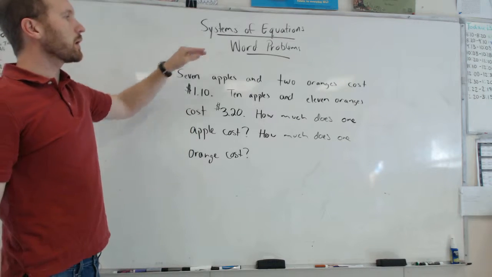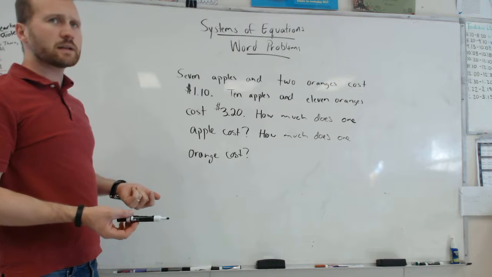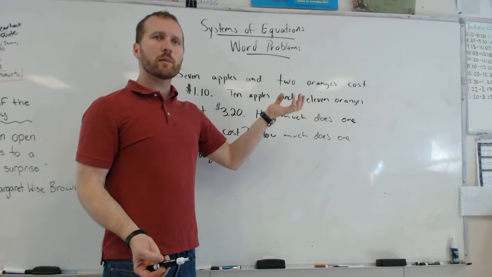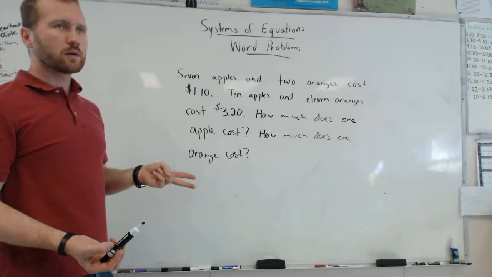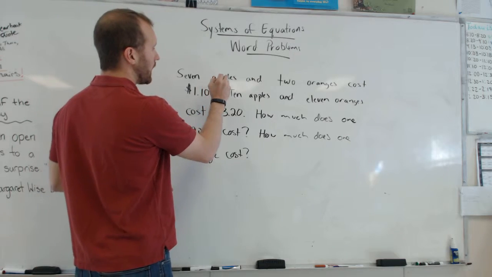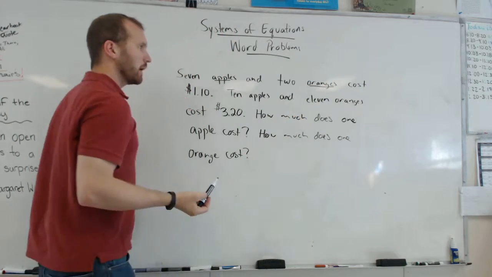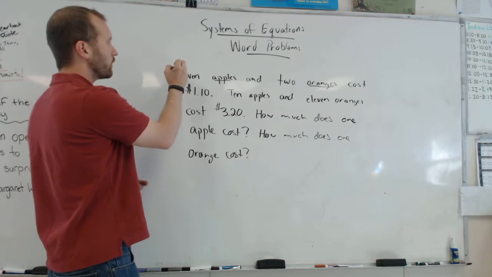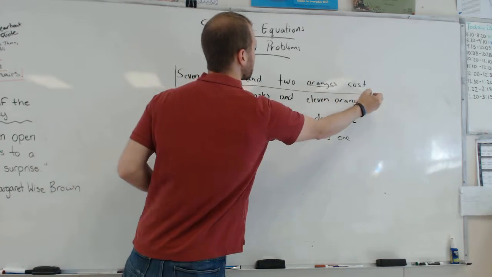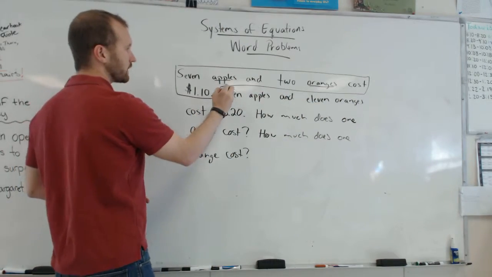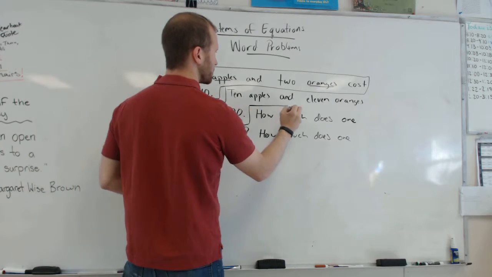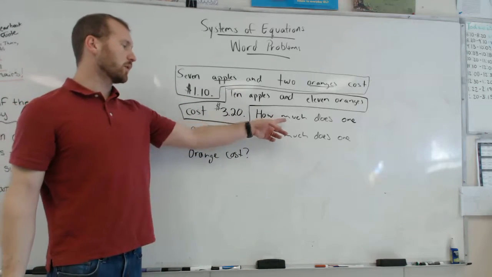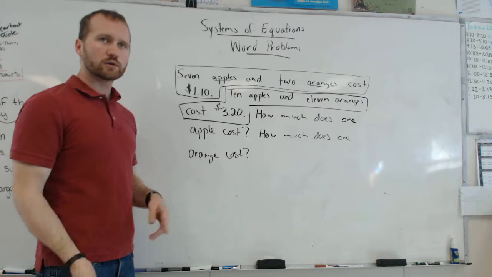So, systems of equations word problems. What we're going to see today is ones with cost. So, the cost of apples and oranges. And the important thing, remember systems of equations, we have two variables. So, here our variables are going to be apples and oranges. And also with systems of equations, we have two equations. So here we have one equation, this first sentence, and then here we have a second equation with those same variables. And we're looking for each variable. How much is the apple and how much is the orange?